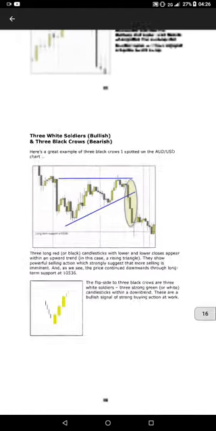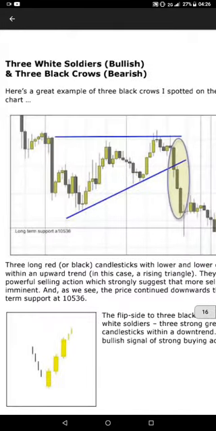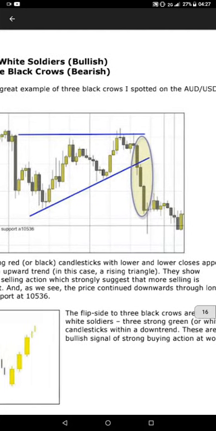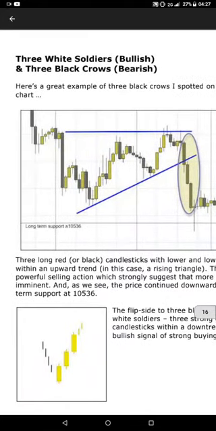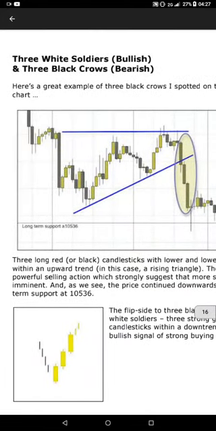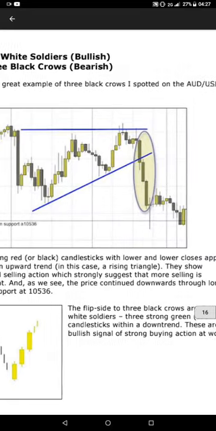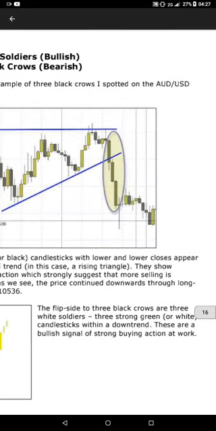Yeah, that is the very important thing that you must know. We don't want losses, guys. We want only wins. The three long red or black candlesticks with lower and lower closes appear within an upward trend, in this case a rising triangle.